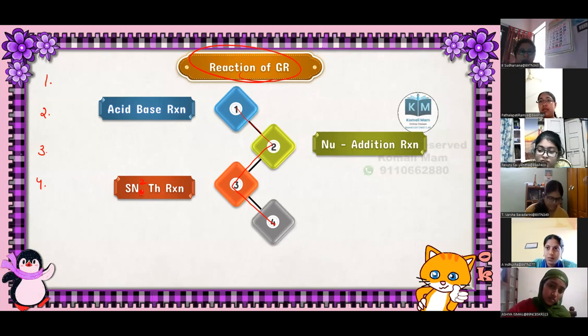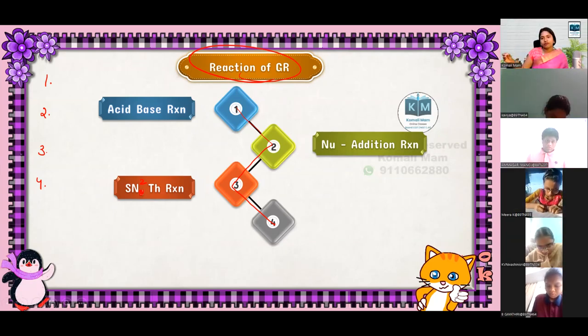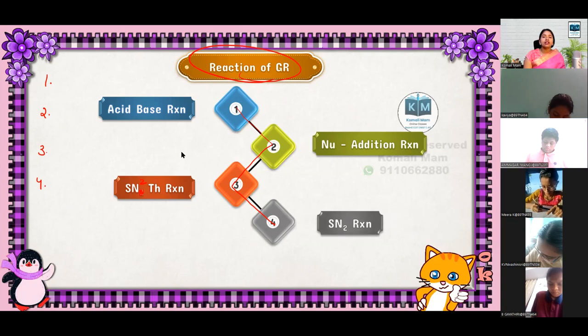Reaction number one, acid-base reaction. Reaction number two, nucleophilic addition reaction. Come on. Reaction number three, SN2-TH reaction. TH means tetrahedral intermediate reaction. SN2 takes place, but the intermediate is tetrahedral. SN2-TH reaction. And the fourth one is SN2 reaction. Four reactions.